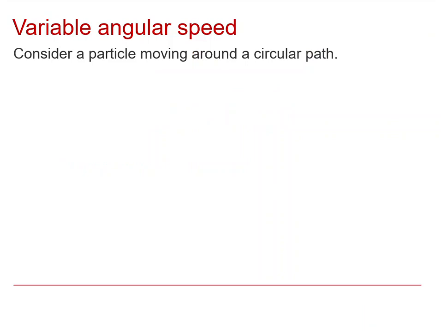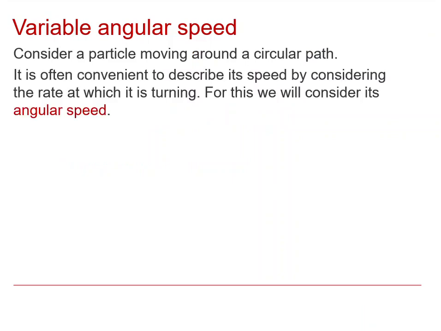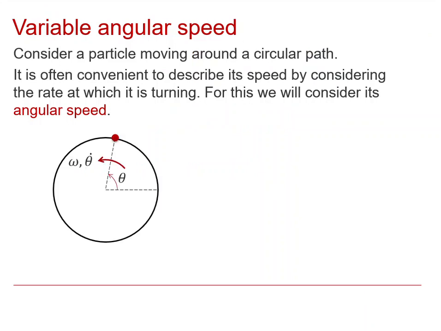Consider a particle moving around a circular path. We found in the past that it's convenient to describe its speed by considering the rate at which it's turning, the so-called angular speed. There's the diagram you'll have seen before, with the notation theta dot, which is simply a shorthand for d theta by dt. It's less clumsy and it's easier to use, so long as you remember to keep the dot clear. Omega is sometimes used as an alternative as well.